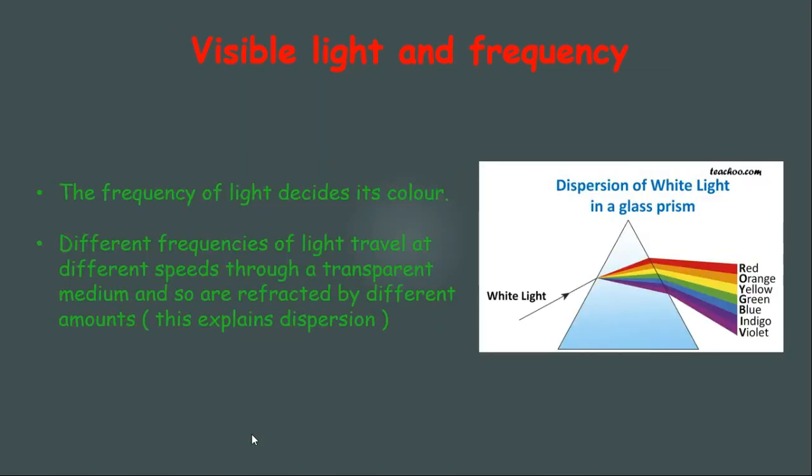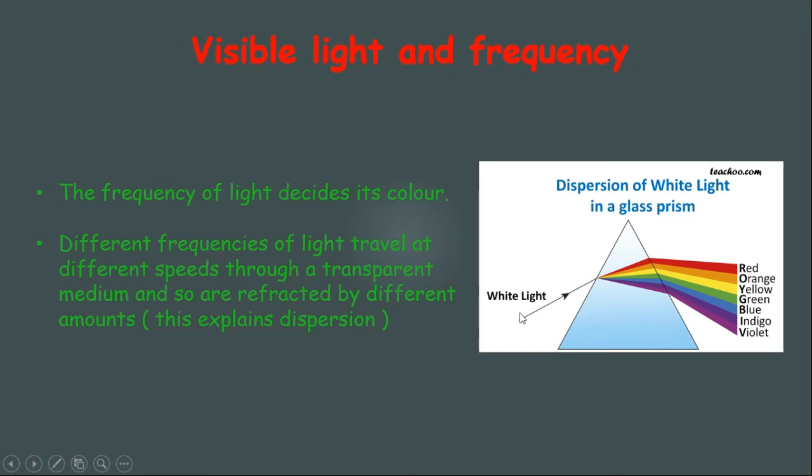Visible light and the frequency. The frequency of light decides its color. Very important note. So it is not the wavelength that decides the color of the light. It is the frequency. Each light here, the frequency of it decides the color of it. Different frequencies of light travel at different speeds through a transparent medium and so are refracted by different amounts. This explains dispersion. No need to repeat this note again.